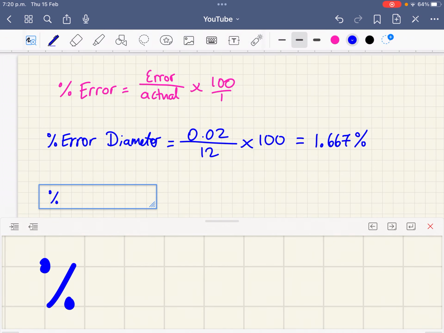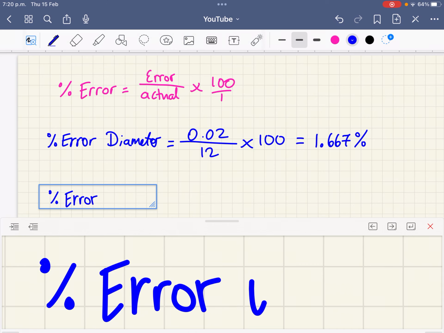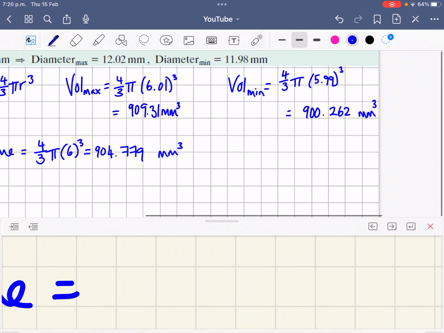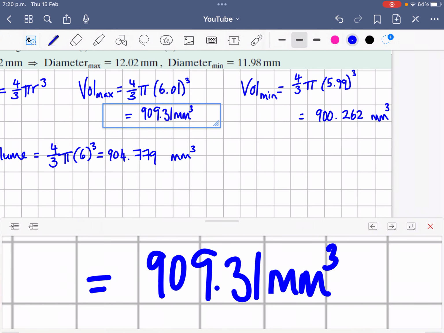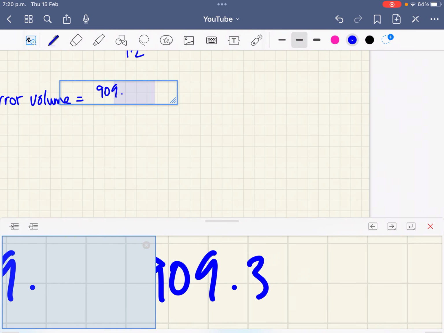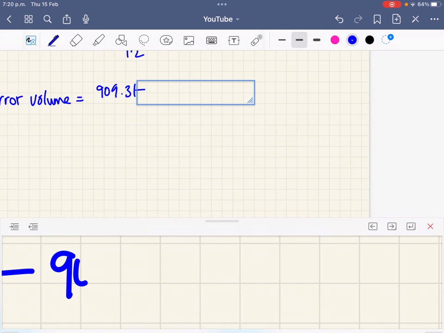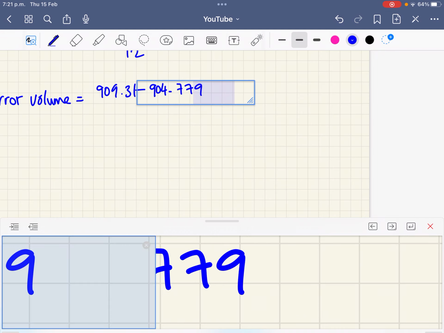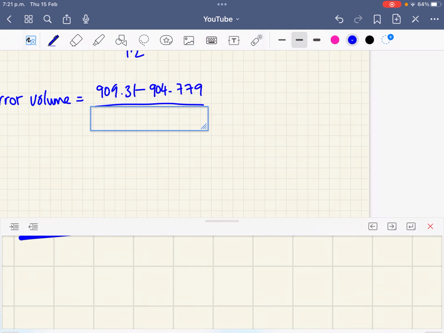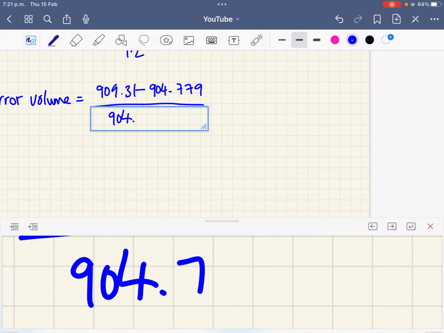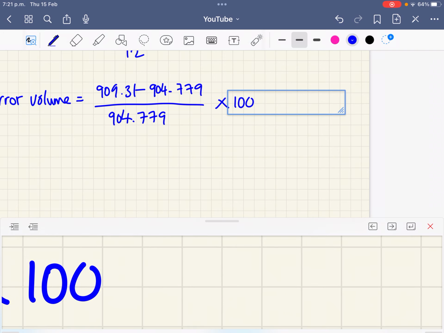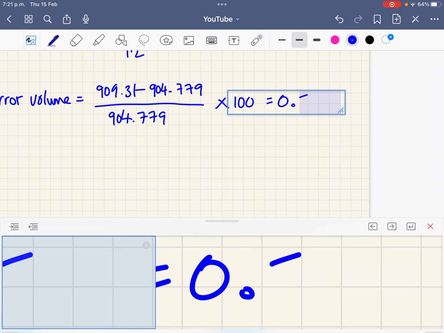And then the percentage error of the volume, the error is going to be one take away the other, so we have to do 909.31 take away 904.779, all over the actual volume, and the actual volume is 904.779. Multiply this by 100 and we get 0.5%.